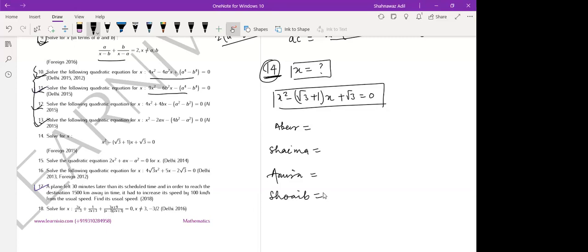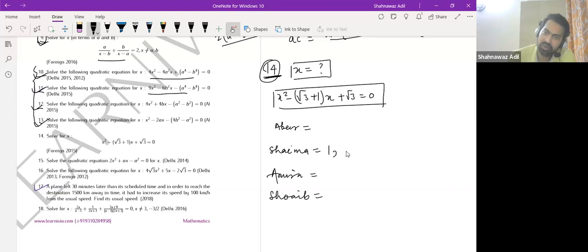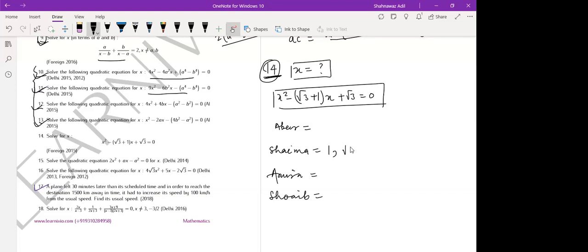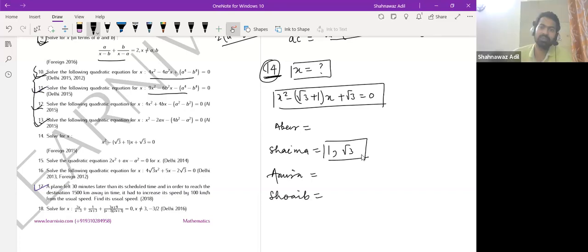x equals 1 and x equals root 3. Shyama has got 1 and root 3. You guys also calculate and please tell.